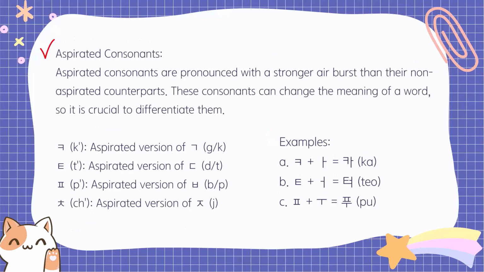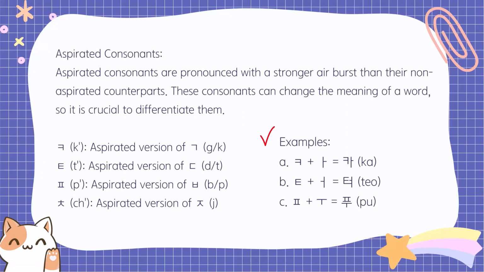Aspirated consonants. Aspirated consonants are pronounced with a stronger air burst than their non-aspirated counterparts. These consonants can change the meaning of a word, so it is crucial to differentiate them. 기읍, aspirated version of 기역, G or K. 티읍, aspirated version of 디귿, D or T. 비읍, aspirated version of 비읍, B or P. 치읍, aspirated version of 지읍, J.